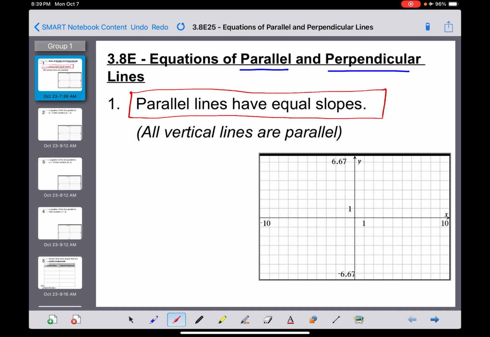Parallel lines have equal slopes. I've seen some geometry books before where this is actually a separate theorem, but for now your authors in your textbook just kind of state this as a fact that we should know. In order for two lines to be parallel, they've got to have slopes that are exactly the same. Now I'll come back to this statement here in just a second.